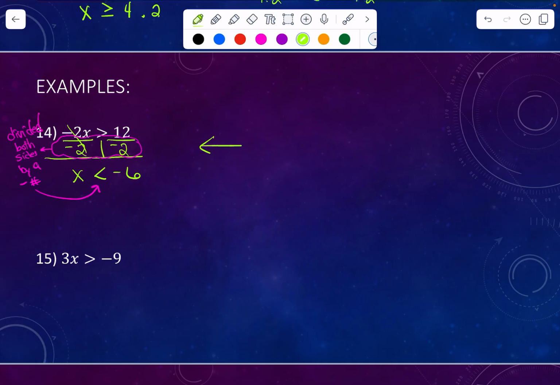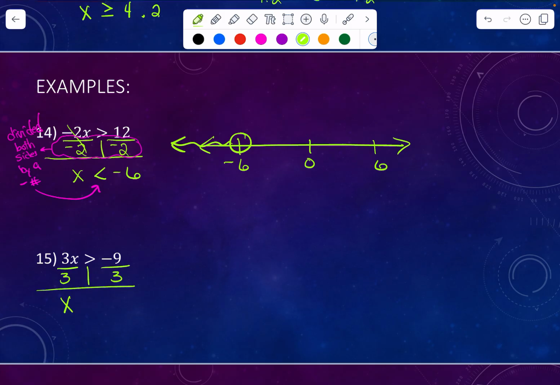So now we go to graph this. So now we have negative 6, 0, 6. Here I'm going to do an open circle, and I will shade to the left. Okay? All right, let's try the next one here. Here it's 3x, so I divide by 3. Now, I'm not going to flip it this time because what I divided by isn't negative. Okay, so you remember it's what you do to both sides. So the inequality symbol is going to stay, and that would get me negative 3.